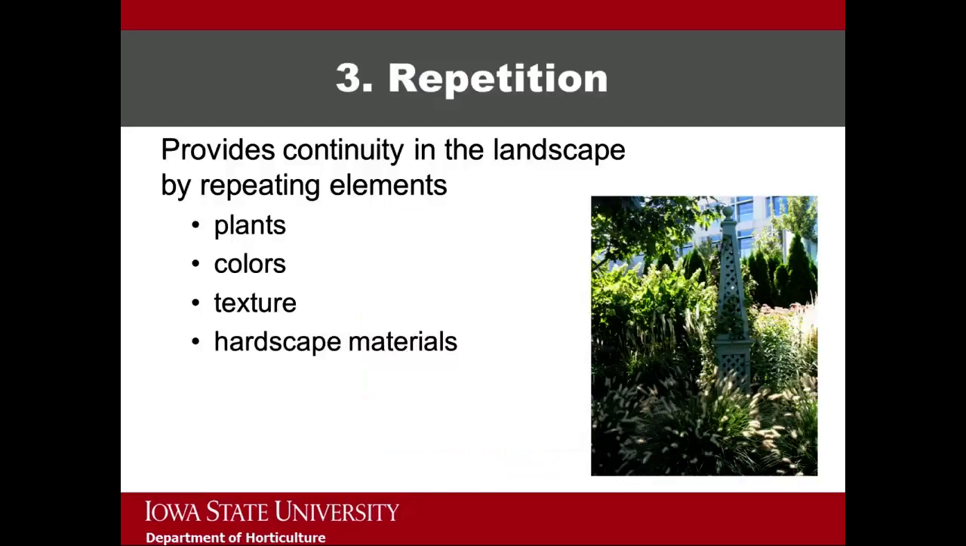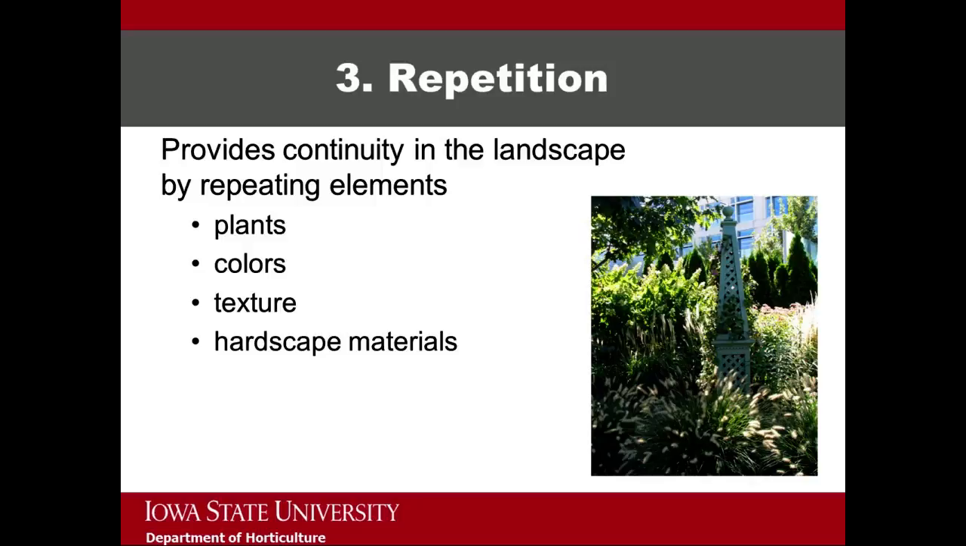The principle of repetition can be very obvious, or in other cases, it can be more subtle. Repetition gives a landscape continuity by having various elements repeated multiple times throughout the design. Examples of these elements include plants, colors, textures, and hardscape material.